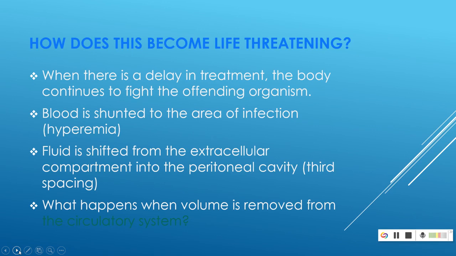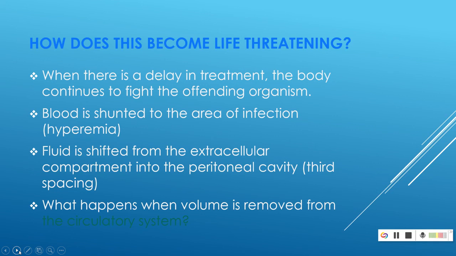How does this become life-threatening? How can peritonitis become life-threatening? Well, when there is a delay in treatment, that means that these bacteria or chemicals are in the peritoneum for a while. We didn't treat them. The body continues to have to fight the offending organism. So we've got an inflammatory response in a large area occurring.